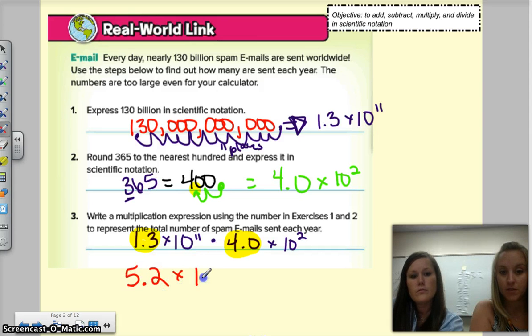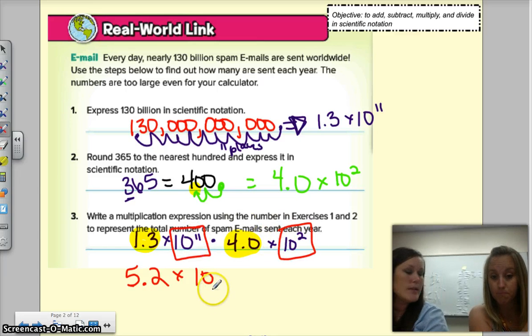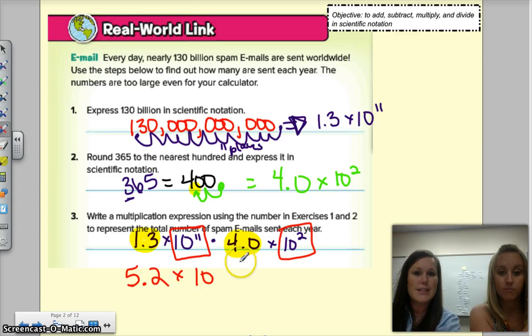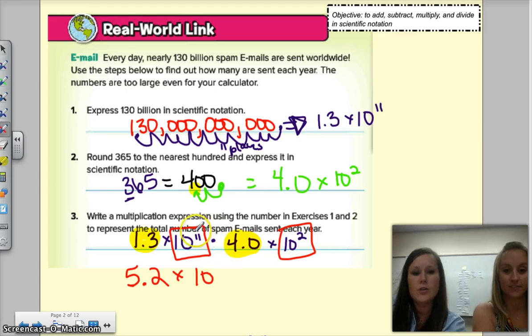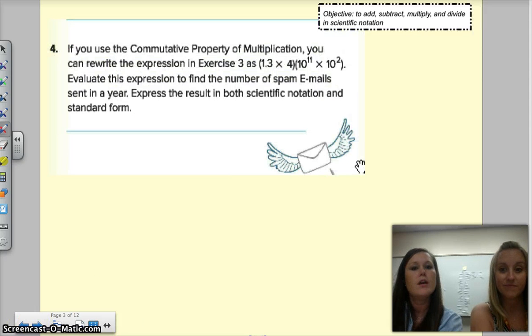Times 10 to the power of, now what do we do if we're multiplying? If you're multiplying powers with the same base, what do you do with the exponents? Add or subtract? I hope somebody said add. Good. So 11 plus 2 is 13. Bingo. And then you look at that front number. Is it between 1 and 10? Yes, it is scientific notation, so you know you're good to go.